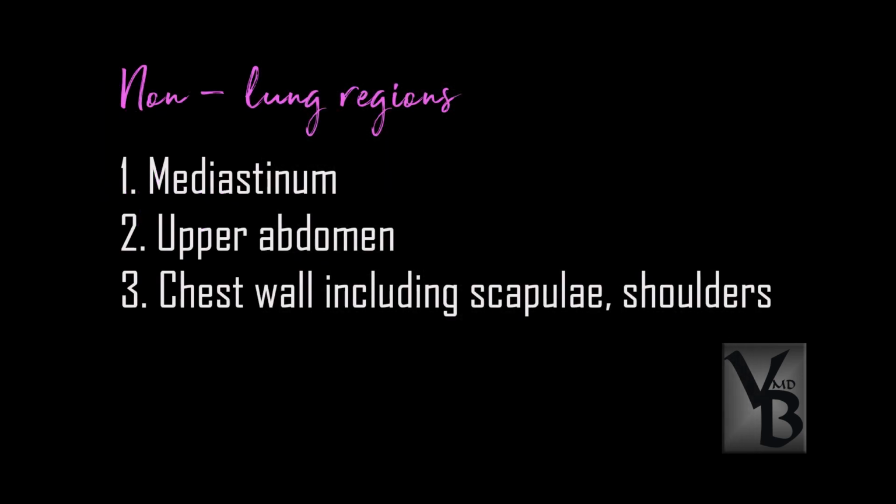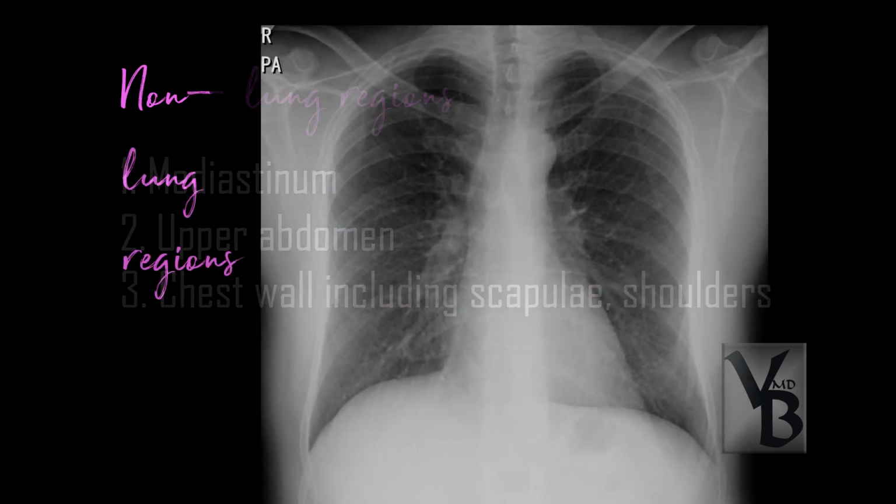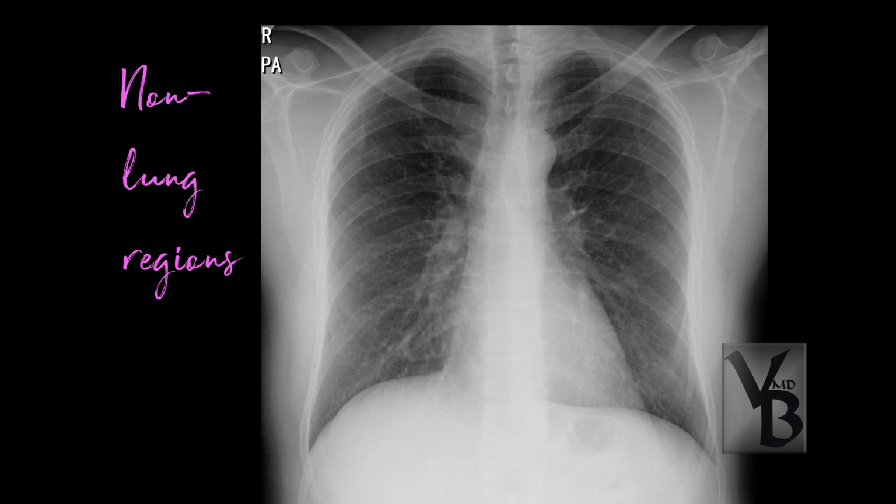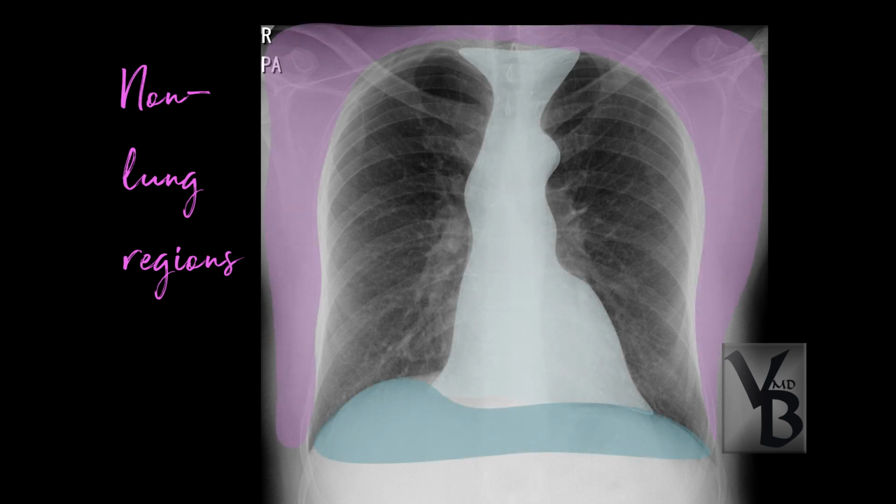Once we have gone through all areas of the lungs, we can start looking at the non-lung regions. The non-lung regions are broadly divided into the mediastinum, which includes the heart, the upper abdomen, and finally the chest wall, which includes the scapulae and the visualized areas of the shoulders on both sides.